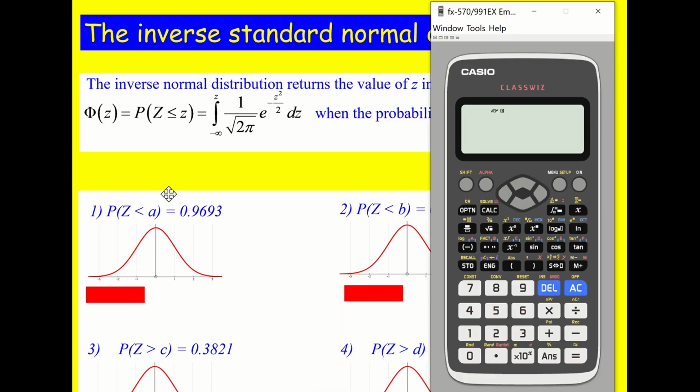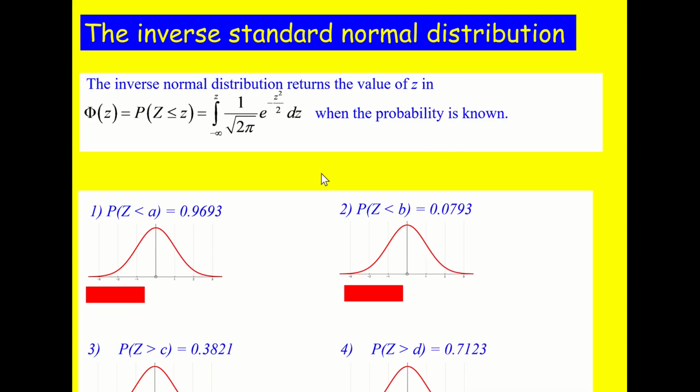So here goes. Here we go. We've got the probability that Z is less than a is 0.9693.